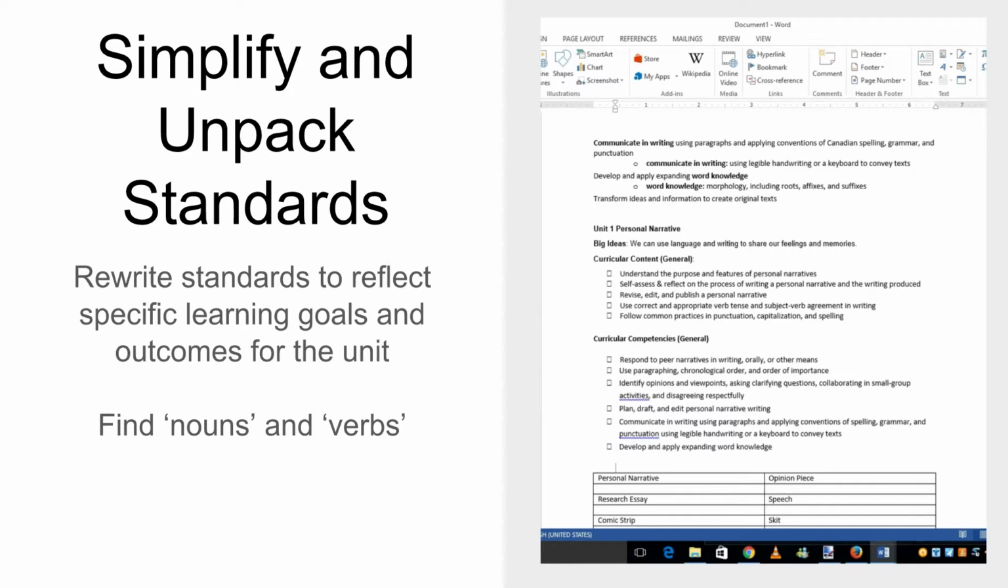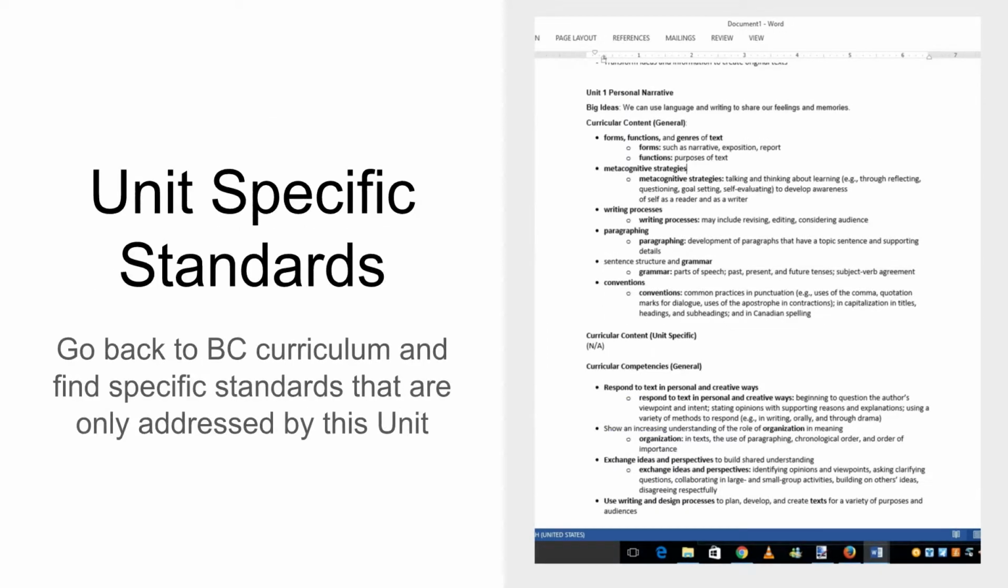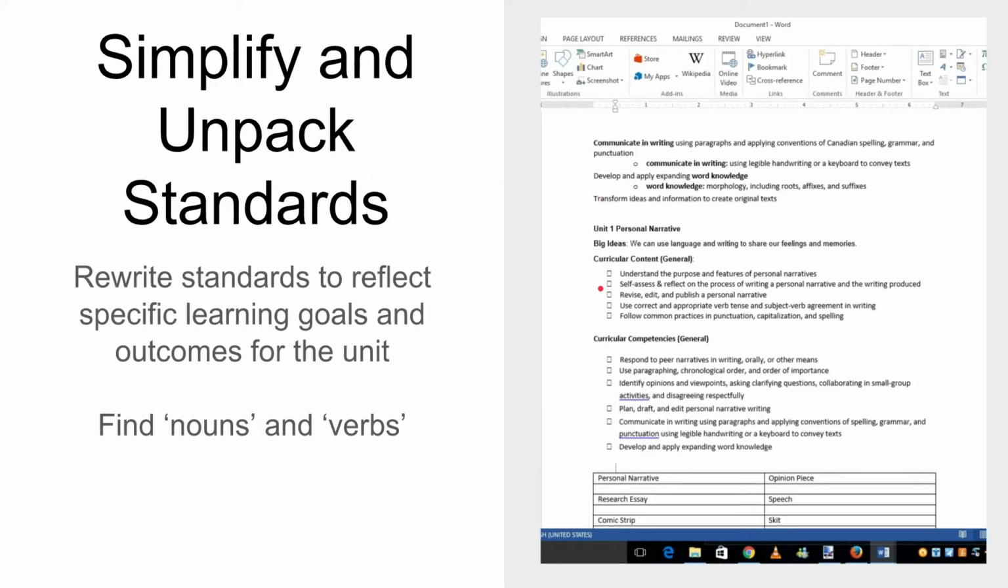If I flip back to the other one, you can see under curricular content general, it says forms, functions, genres of text. I'm not going to read the whole thing, but it's basically a bunch of bullets that don't make any sense. So what I did is I took that and I said, okay, so what does it mean? Well, in this unit, they're going to understand the purpose and features of personal narratives. So that's my genre, that's my style.